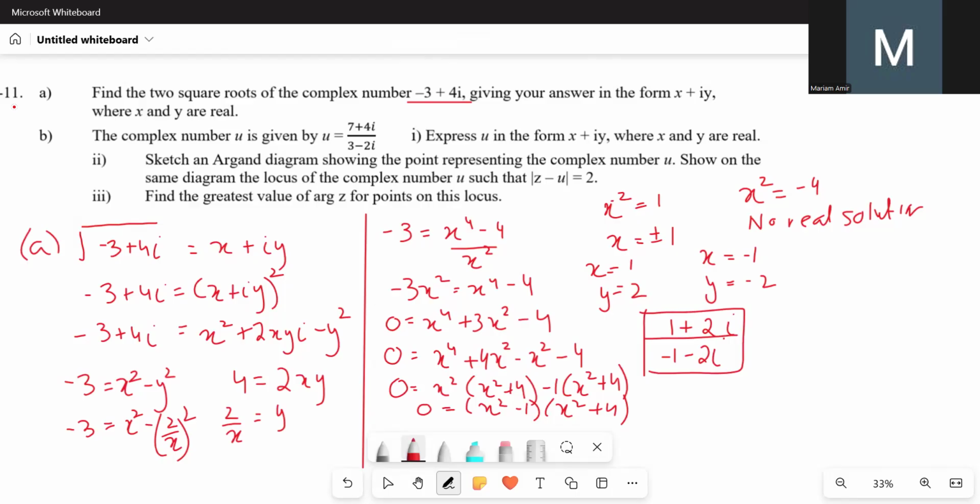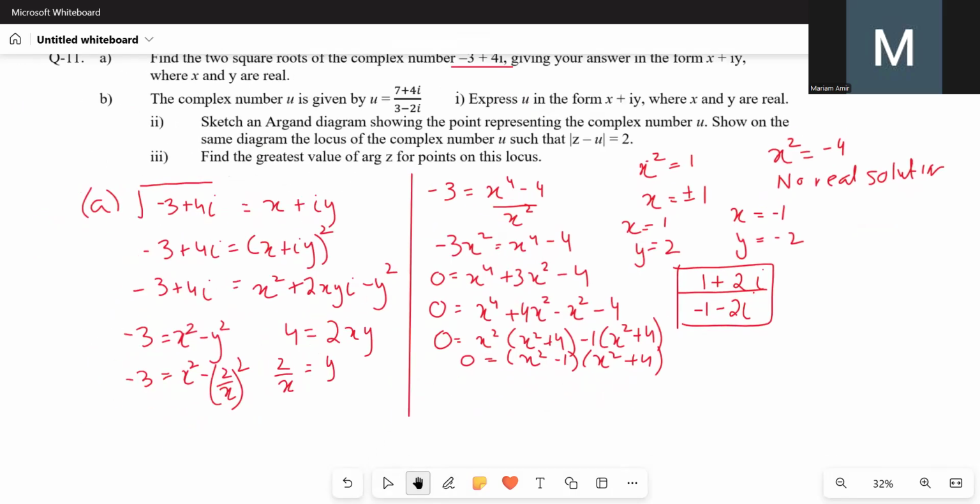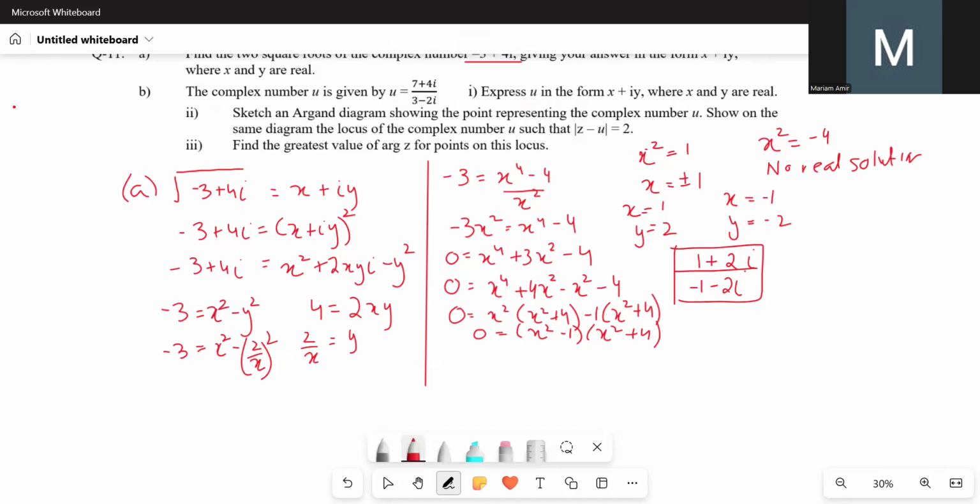Part B. The complex number u is given by 7 plus 4 iota upon 3 minus 2 iota. Express u in the form x plus iota y, where x and y are real. So we're going to find the complex conjugate of the denominator and then rationalize it. So for part B, let's rationalize it. 7 plus 4 iota upon 3 minus 2 iota times 3 plus 2 iota upon 3 plus 2 iota.